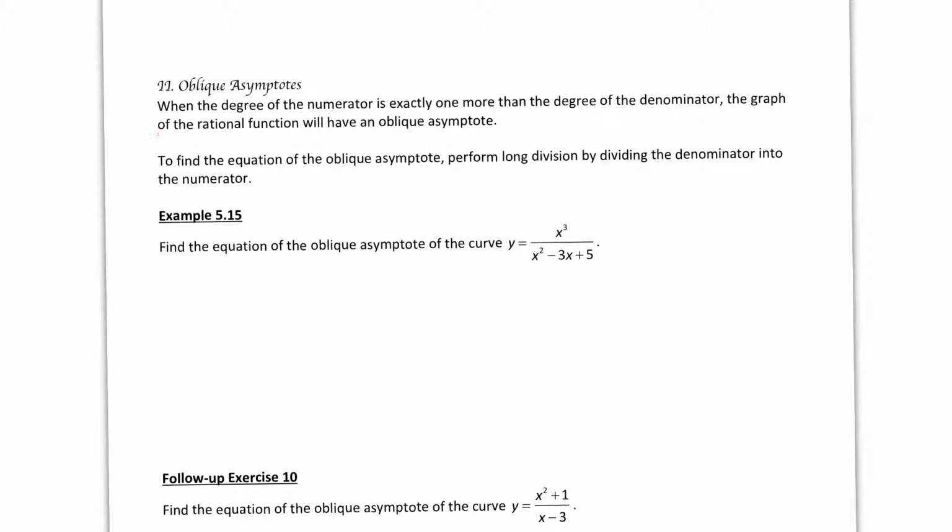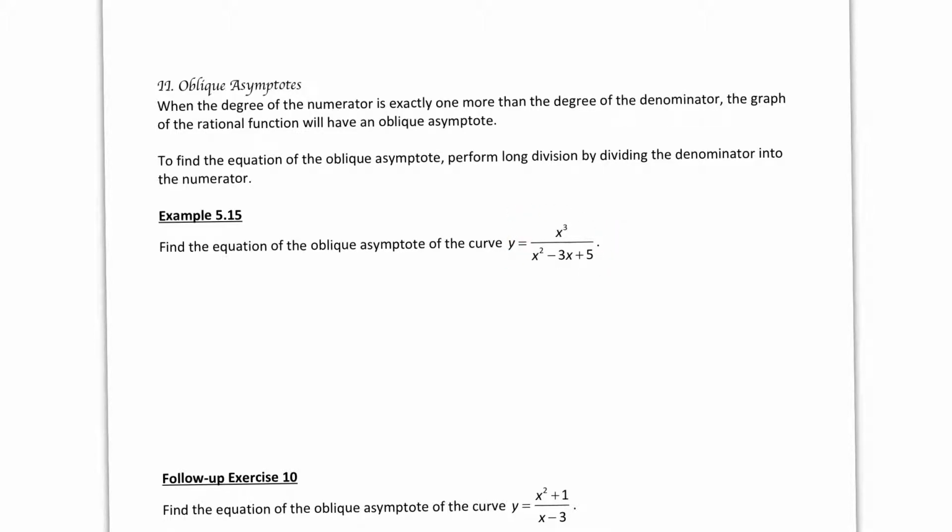Please pay attention. If we find these conditions, then the function must have an oblique asymptote. What is the condition? When the degree of the numerator is exactly 1 more than the degree of the denominator, then that curve will have oblique asymptotes. Just like example 5.15. You can see the degree of the numerator is equal to 3, and the degree of the denominator is equal to 2. That means this curve will have oblique asymptotes.